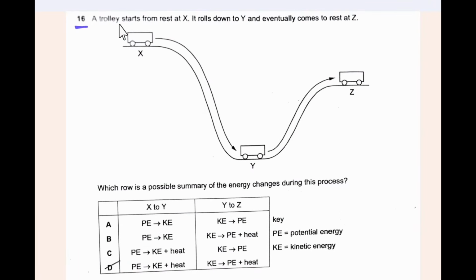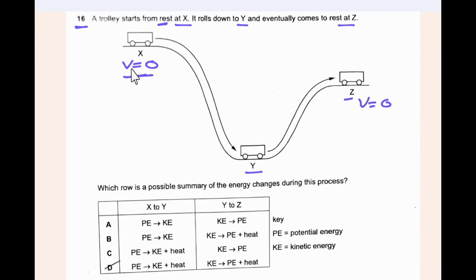A trolley starts from rest at point X, rolls down to Y, and eventually comes to rest at Z. So it comes to rest at Z, which means velocity is 0. It starts with a velocity of 0 since it is at rest. Which row is a possible summary of the energy changes during the process?